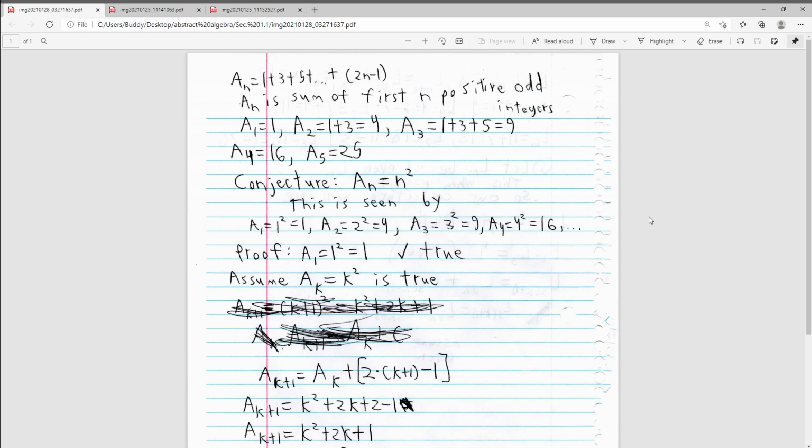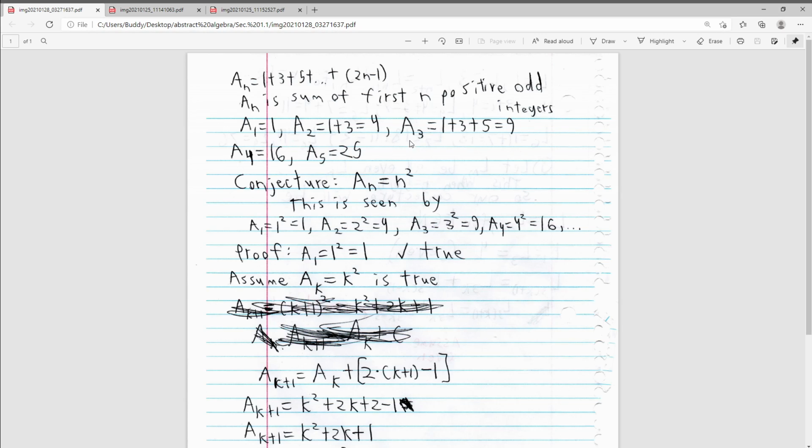Okay, so mathematical induction is how this course starts off in abstract algebra. I have the sequence a_n equals 1 plus 3 plus 5 plus, and so on, plus 2n minus 1 is the expression. And a_n is the sum of the first n positive odd integers, in words. As you can see, 1 plus 3 plus 5 and so on are just odd numbers.